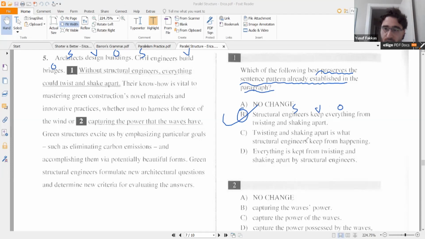Now, Radwa, question number 2. They're telling us now, their know-how is vital to mastering green construction's novel materials and innovative practices, whether used to harness the force of the wind or, what should we say? Capturing or capture?